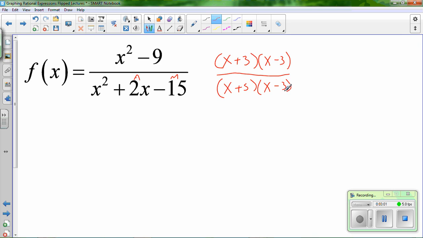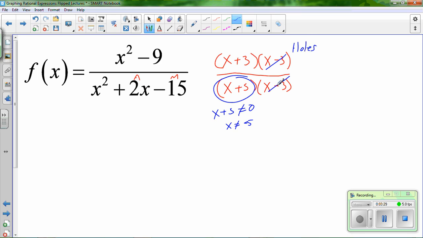And notice that they have a common factor of x minus 3 that crosses out. Now this x plus 5, we would set it not equal to 0, and that would give us an asymptote. We'd end up with an asymptote at negative 5. But the x minus 3 that crossed out is involved in the domain. It's a restriction for the domain. We can't have that, but it's not an asymptote. This is where the holes come in.